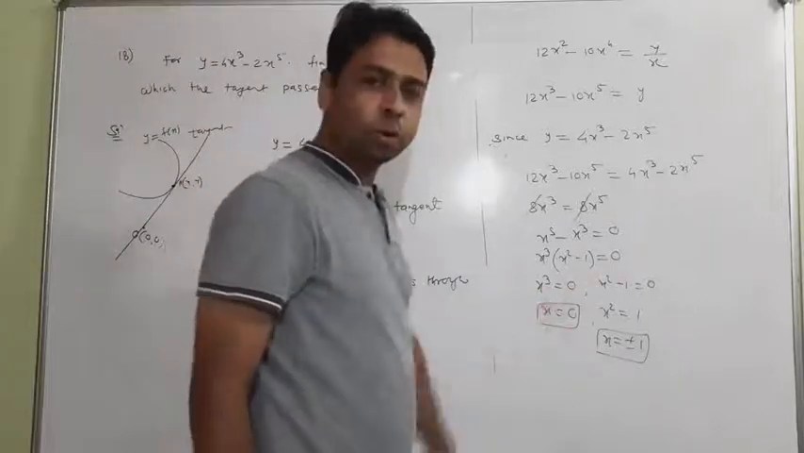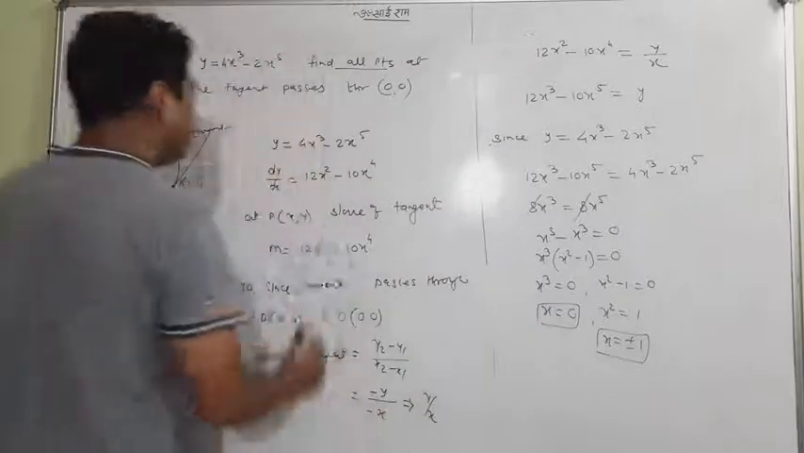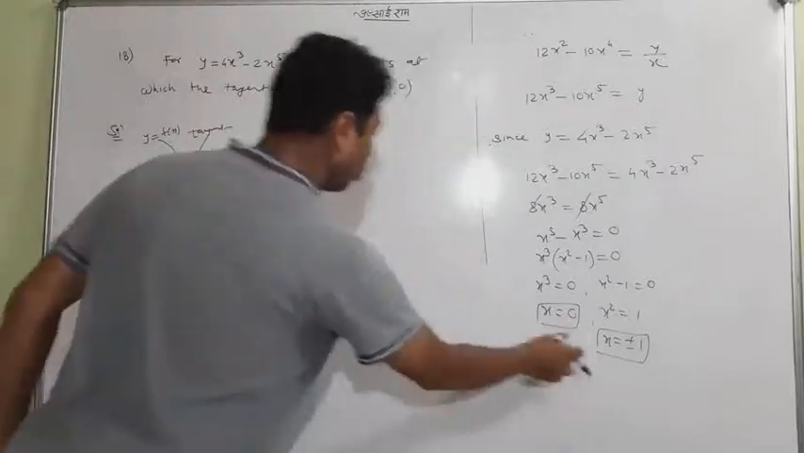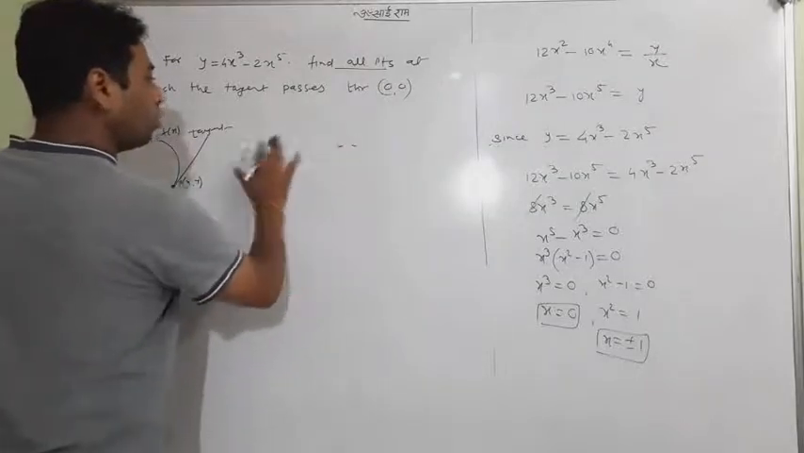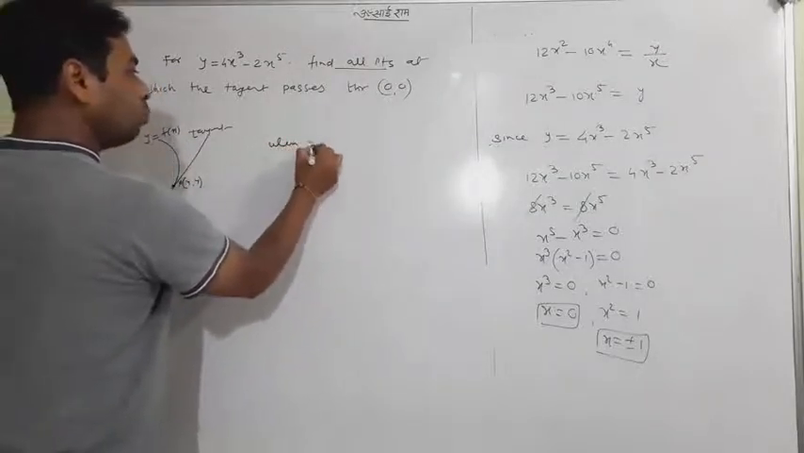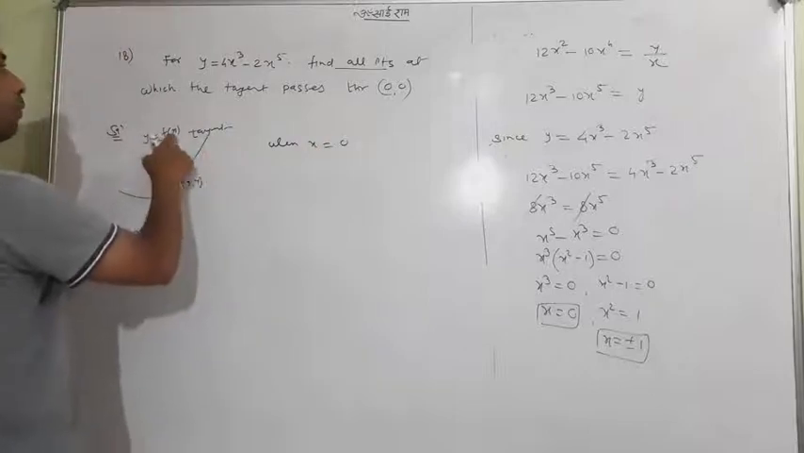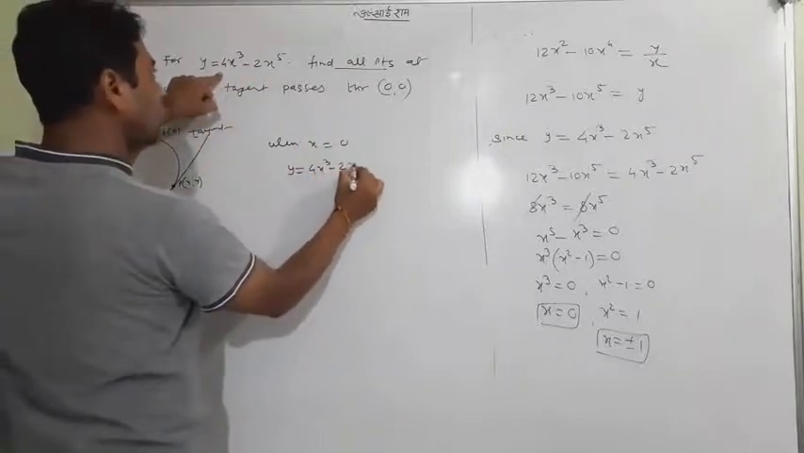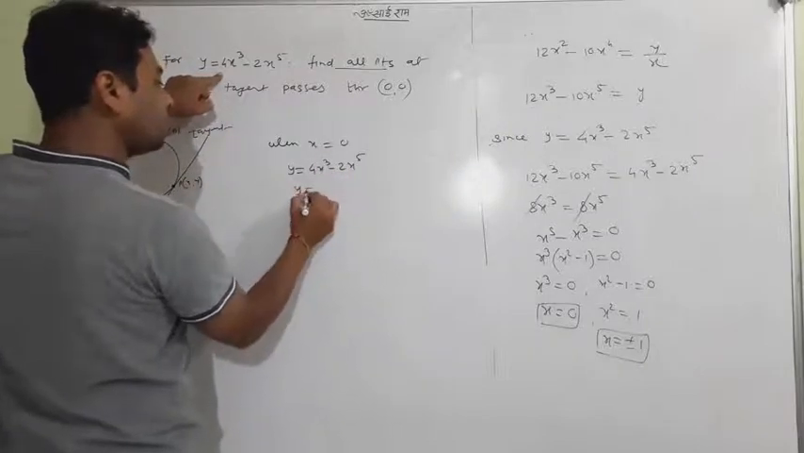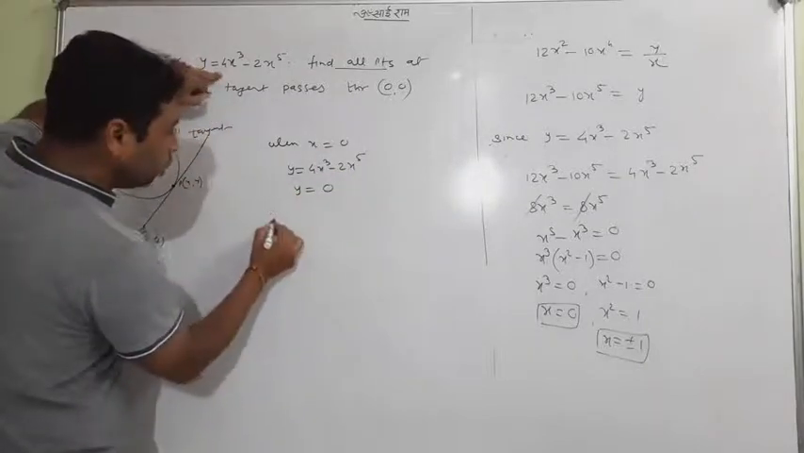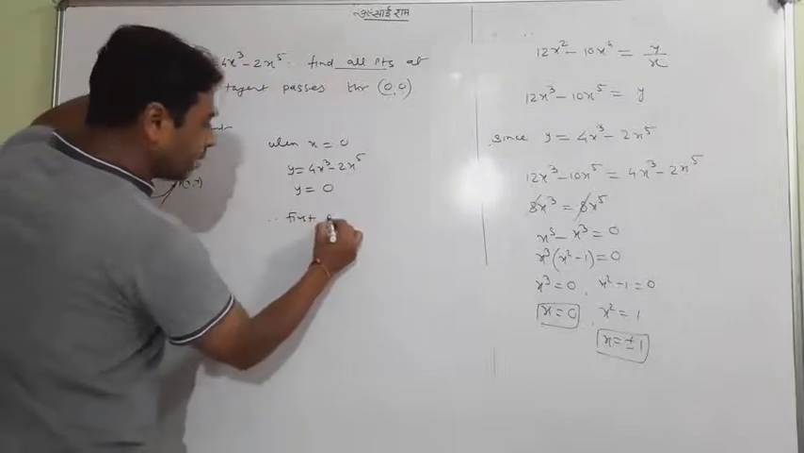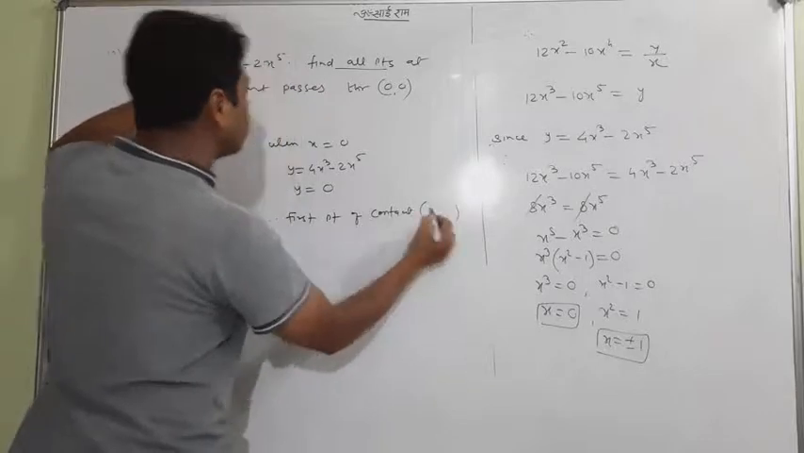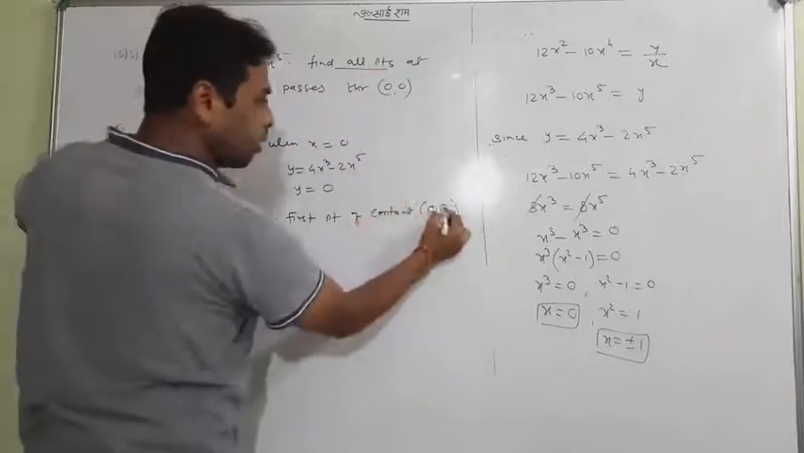So we are very near to the answer. So what will we do now? When x equal to 0, can I find the value of y by this? y will be 4x³ minus 2x⁵. Put x equal to 0, you will get y equal to 0. So the first point of contact by which the tangent was passing and satisfying all these conditions is (0, 0).